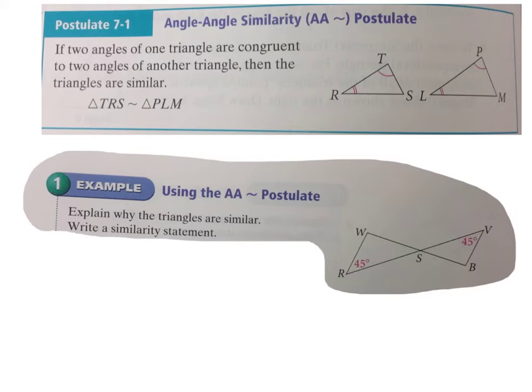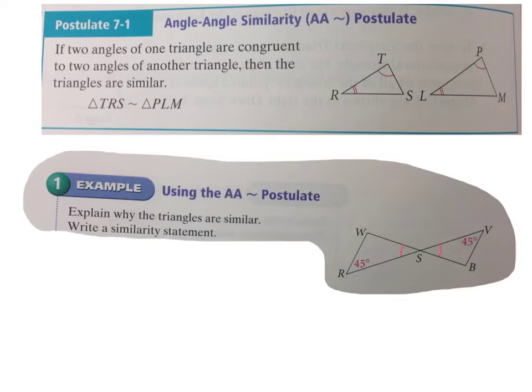Now let's look at example 1 and see if we can figure out if these two triangles are similar, and if so, why? Well, it already tells you that they are, but the reason is because these vertical angles are going to be congruent. And since angles R and V are given to be congruent, we can say the triangles are similar by AA similarity.